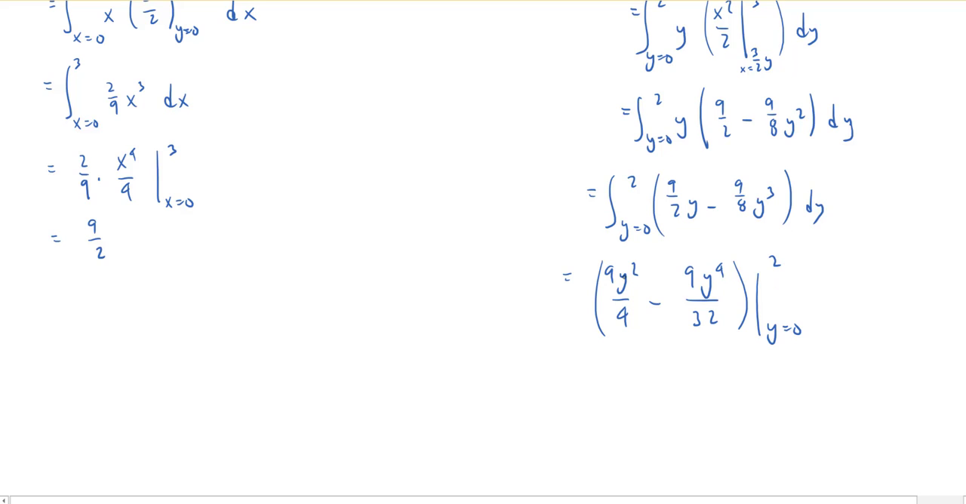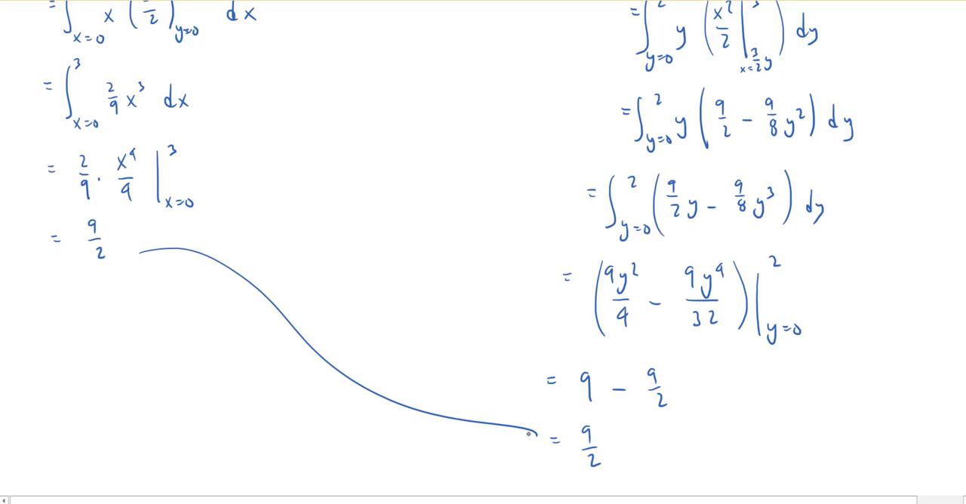Okay, let's see. Well, at 0, it's clear, right? The y's are all going to become 0. So we'll only have to worry about this at y equals 2. So first thing we're going to get, 2 squared is 4. Over 4 is 1. So we just get a 9. Minus, now let's see, 2 to the 4th, that's 16. 16 over 32 is a half. So this will be 9 over 2. And 9 minus 9/2 is 9/2.